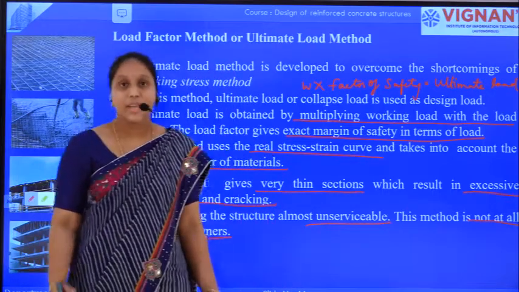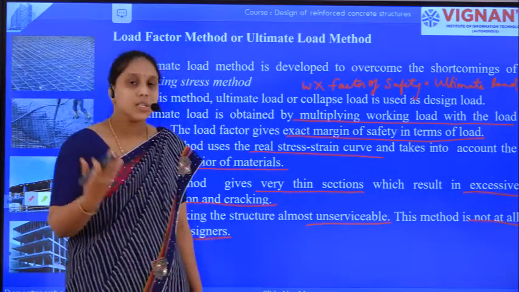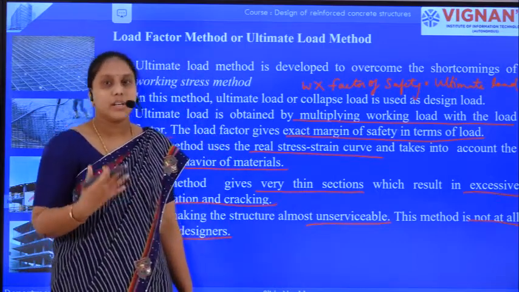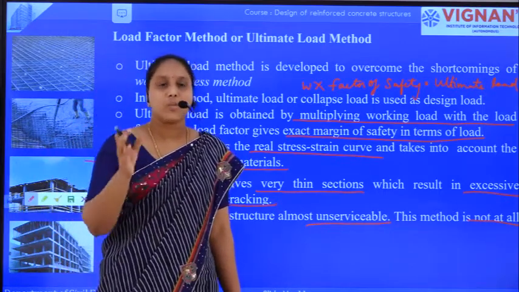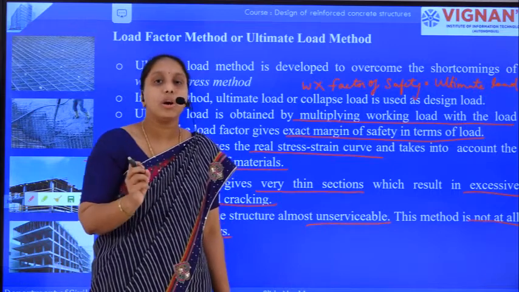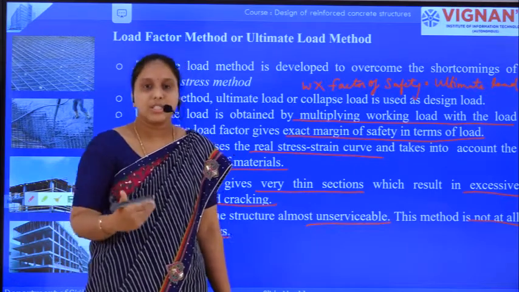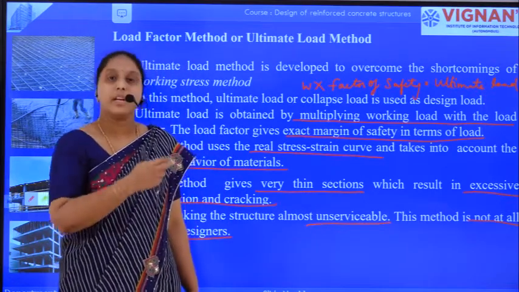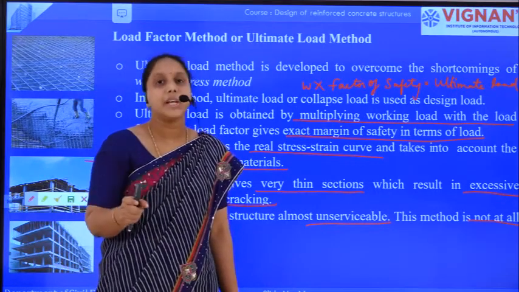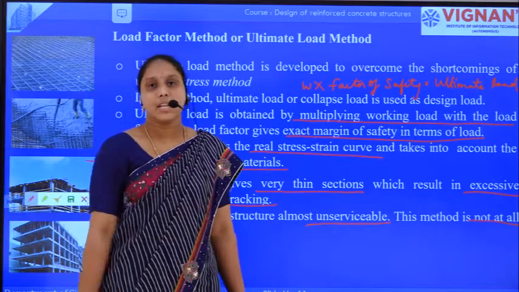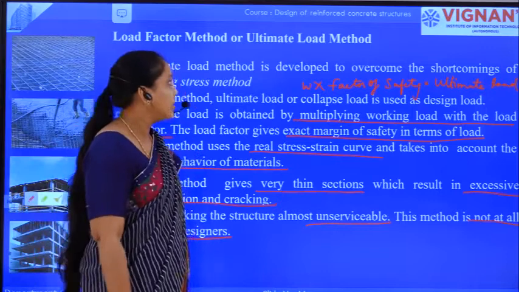That's the reason why the ultimate load method, also known as the factored load method, is not used by the designers. By the name itself, working stress method, you can easily say it is working stress under the working load, where the stresses are reduced and the design is done. Here in the ultimate load method, the load has been enhanced, and for the same material strength the design is done. Now let us see the drawbacks of the ultimate load method.